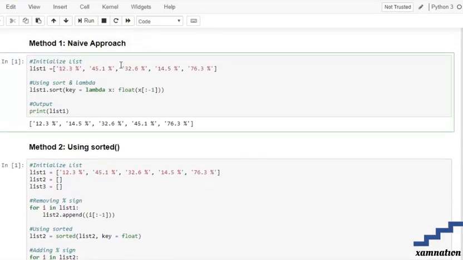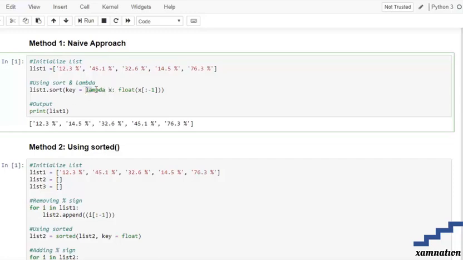First, we are going to initialize our list, and after that we are going to use a sort method and a lambda function over here. So what this is going to do is set the key to the lambda. The key is basically a function on which the sorting comparison is going to be based.